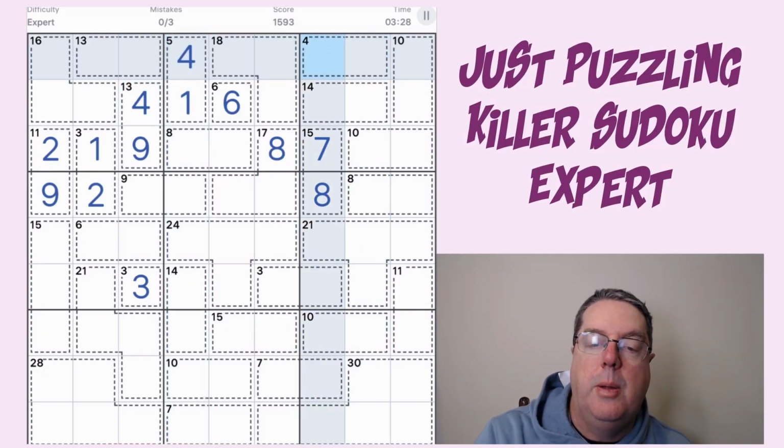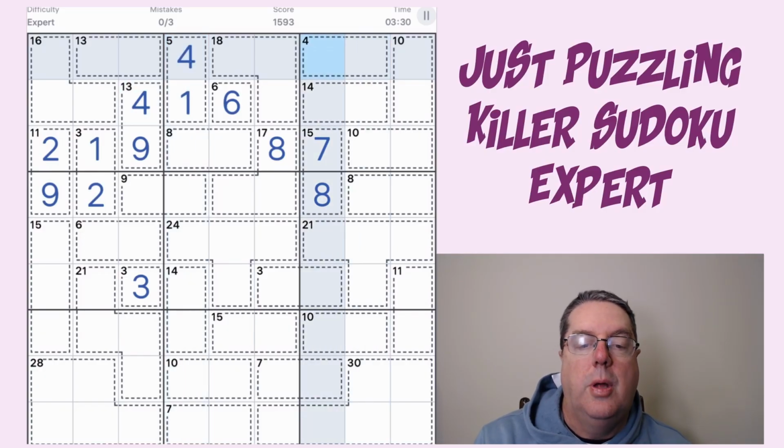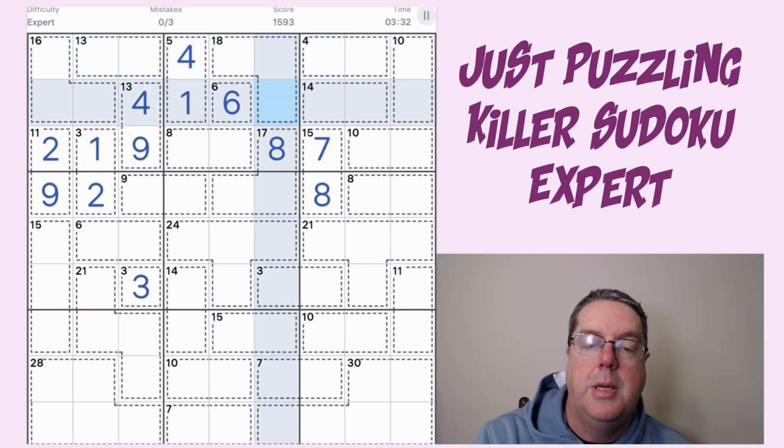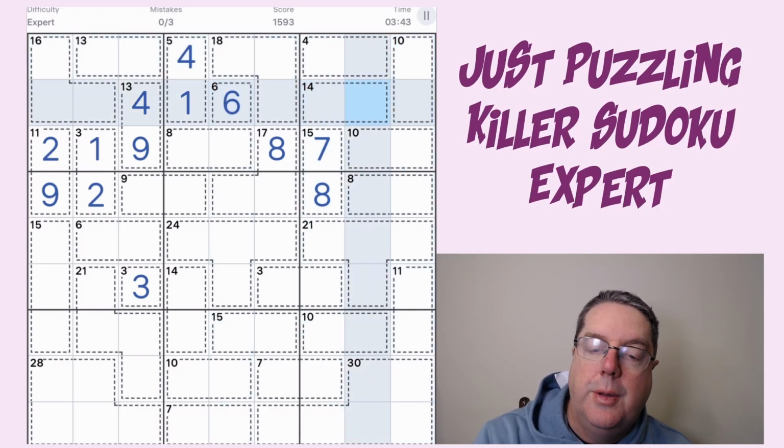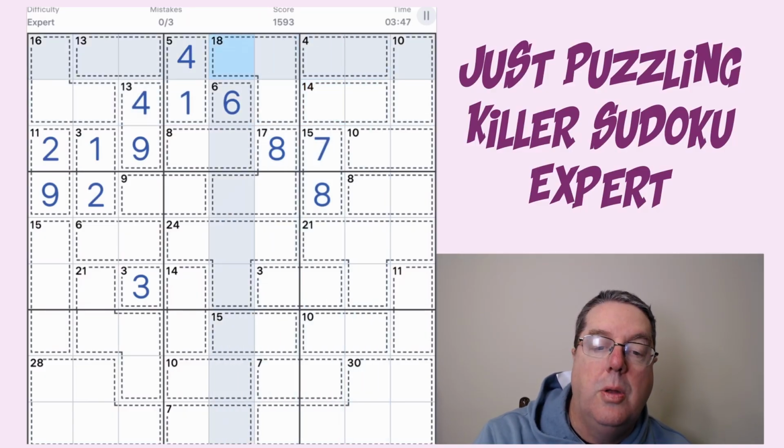Could have done the same thing with the 1 and 3 here. So 2 and 7, don't know much about it at the moment, but I do know that 2 and 8 are going to be here because that's the only place that 8 can go, because a 6 means that that can't be an 8 and 6, so that's got to be a 9 and 5. So we know that 9's up there.